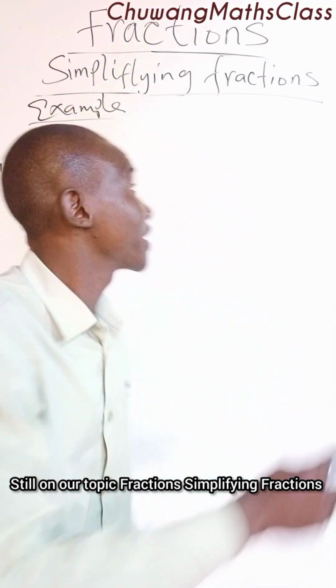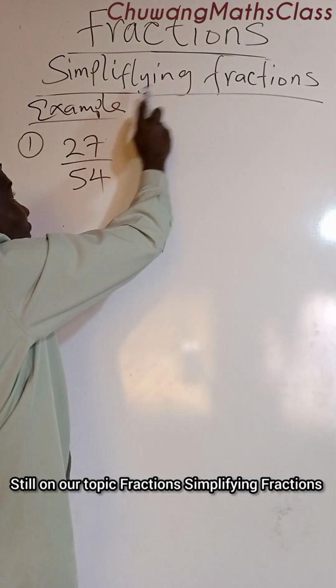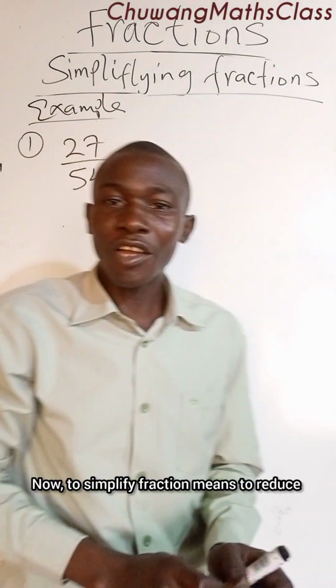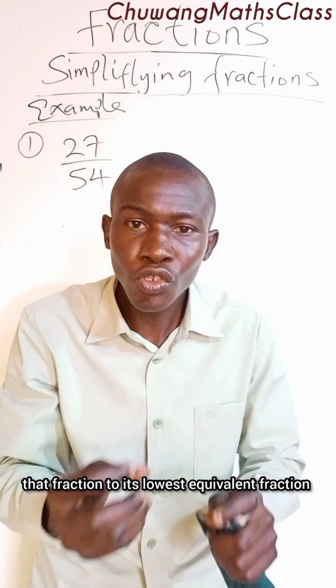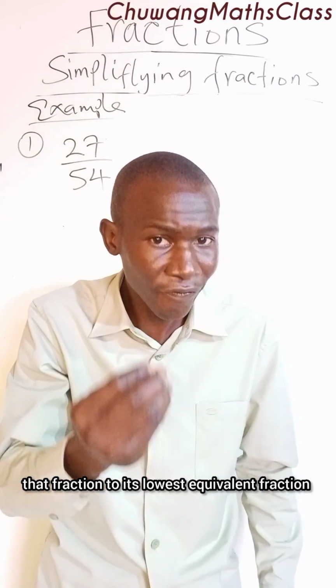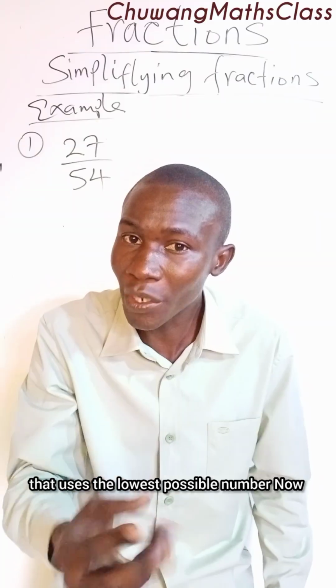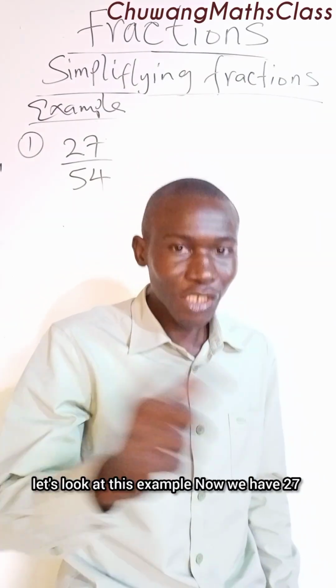Still on our topic, fractions, simplifying fractions. Okay, now to simplify a fraction means to reduce that fraction to its lowest equivalent fraction that uses the lowest possible number. Okay, now let's look at this example.